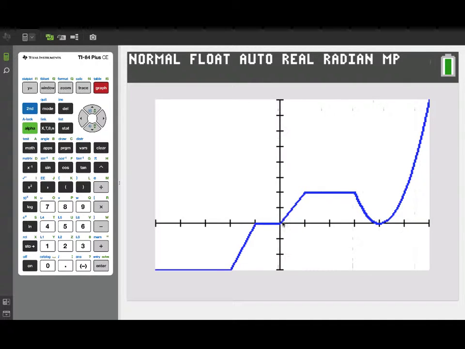Now I'd like to touch on what I think is a point of confusion sometimes for students. Notice this graph has several sharp corners in it.